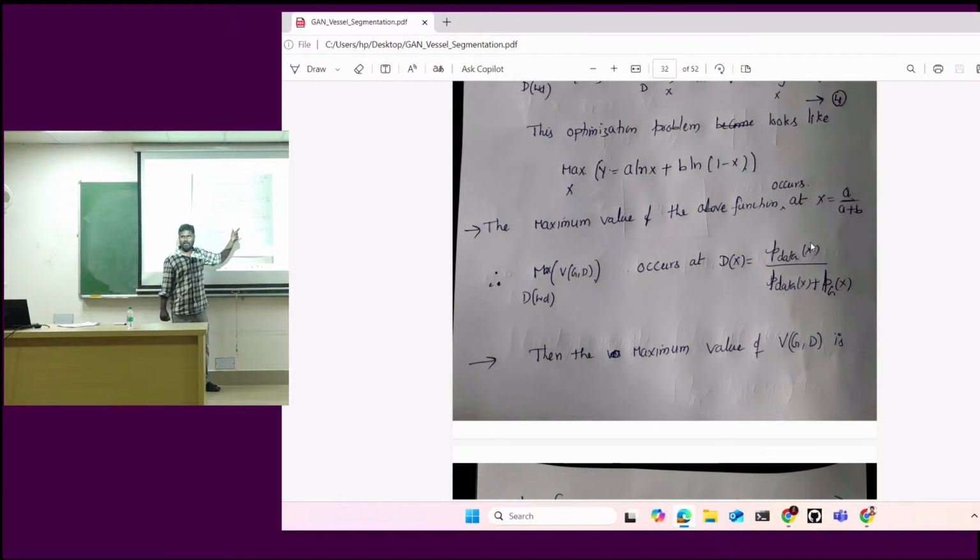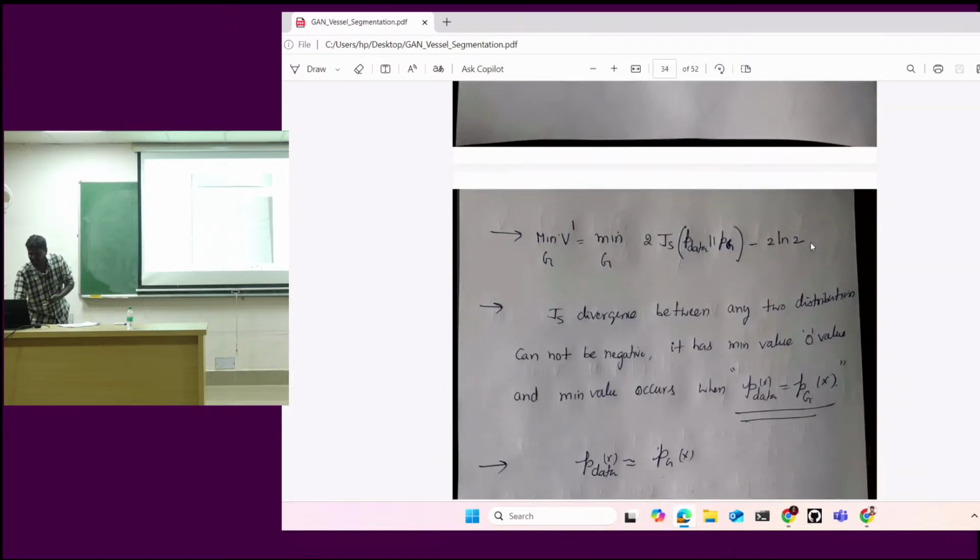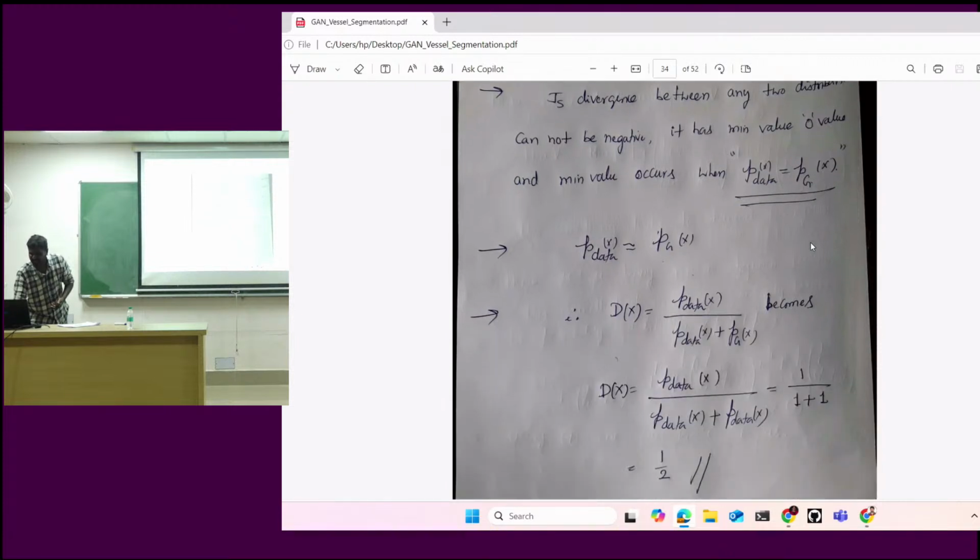If this is half, you cannot separate, you cannot distinguish the two classes. If the discriminator gives you half probability for real and half probability for the fake sample, what does that mean? It's not discriminating the two classes. So this d of x is equal to half only if the two distributions are equal. Okay, so you can prove that.